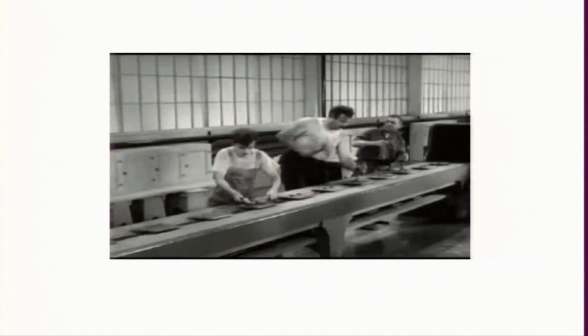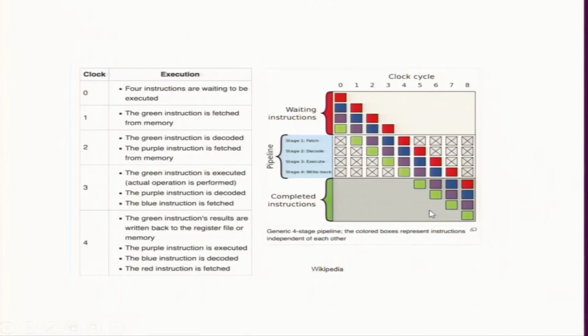In industry it is assembly line manufacturing, but this is called pipelining, and in a computer how do you do pipelining? So, clock 0, this is the clock cycle, and clock 0 is before we start this operation. At clock 0 we have 4 instructions, colored green, purple, blue and red.